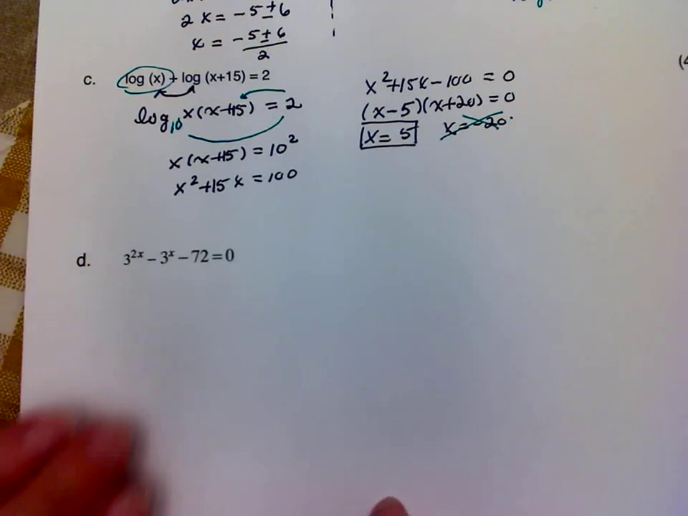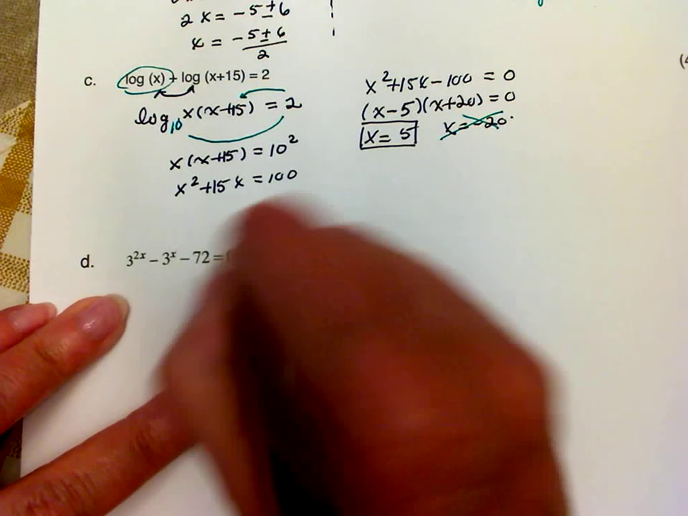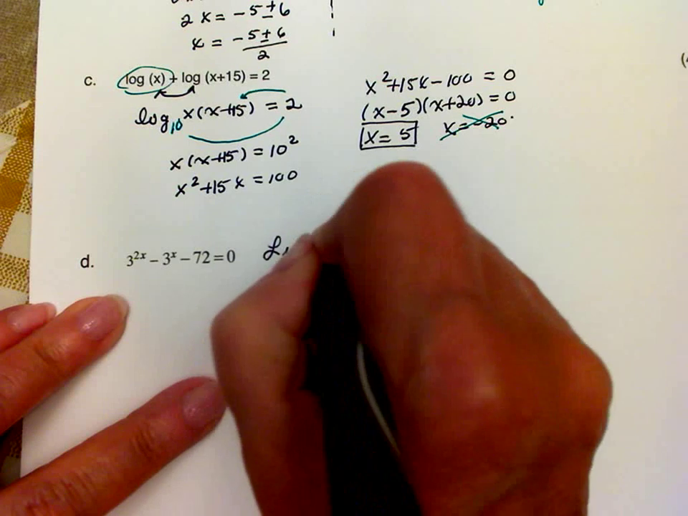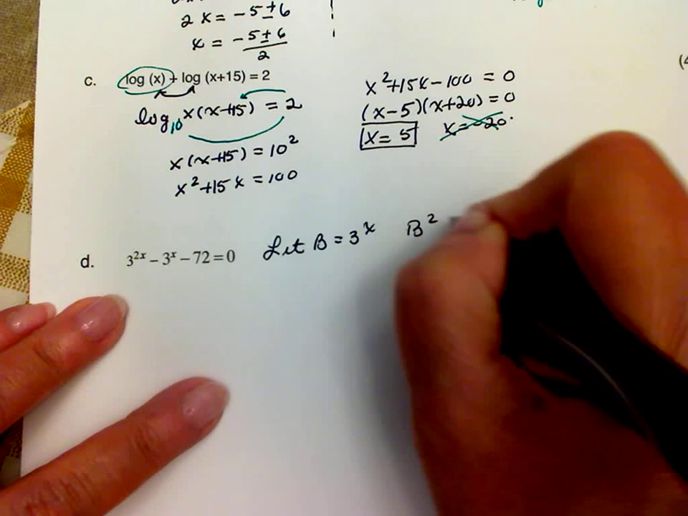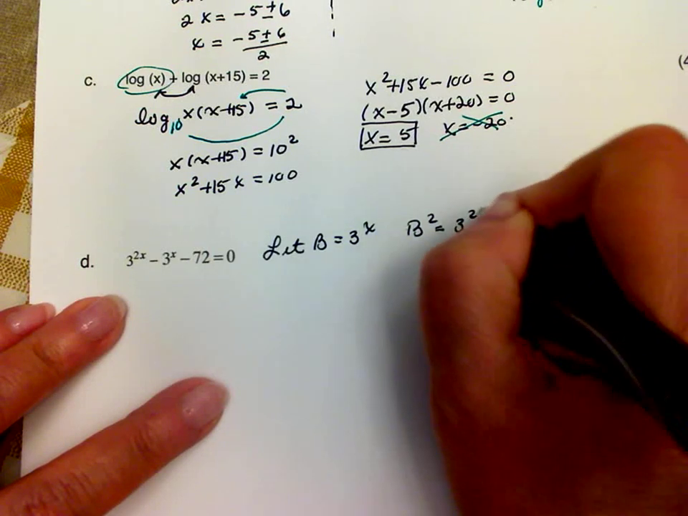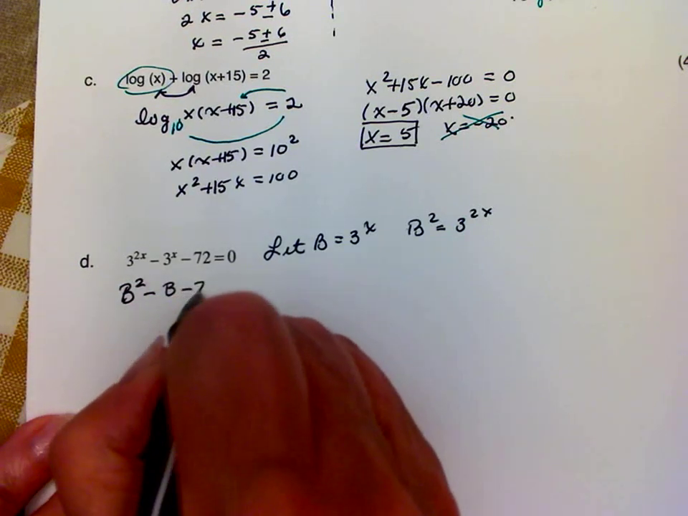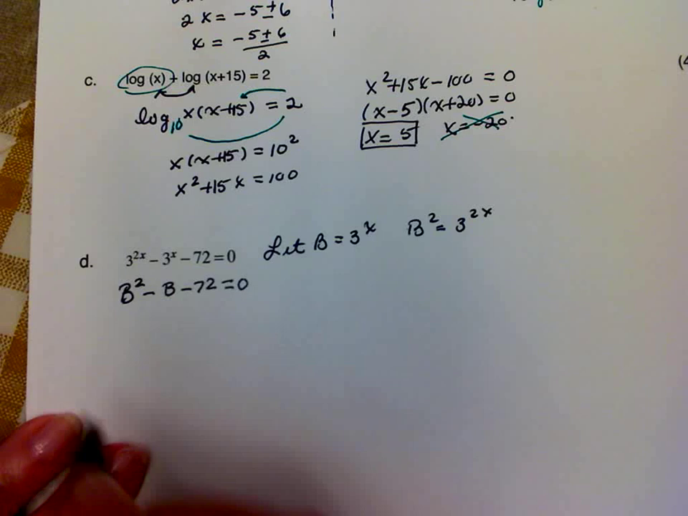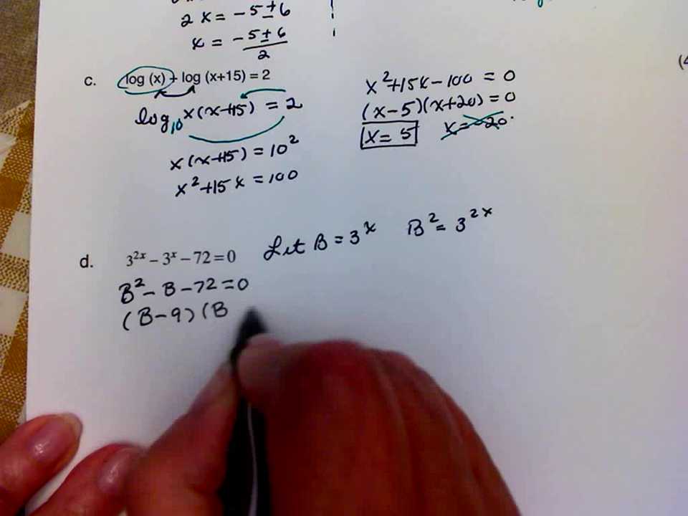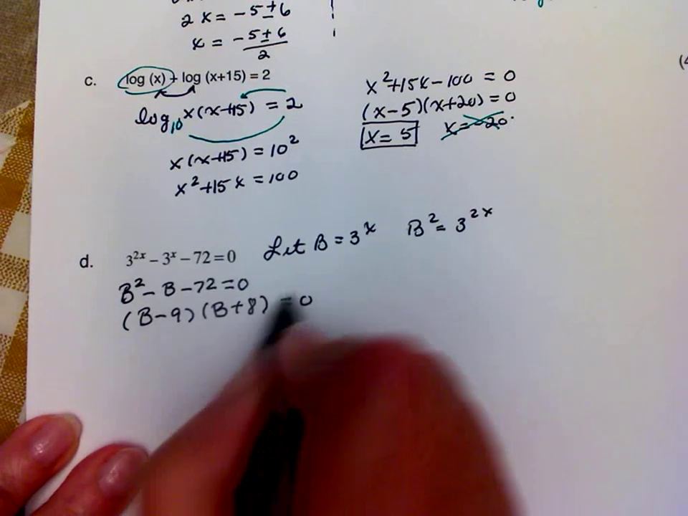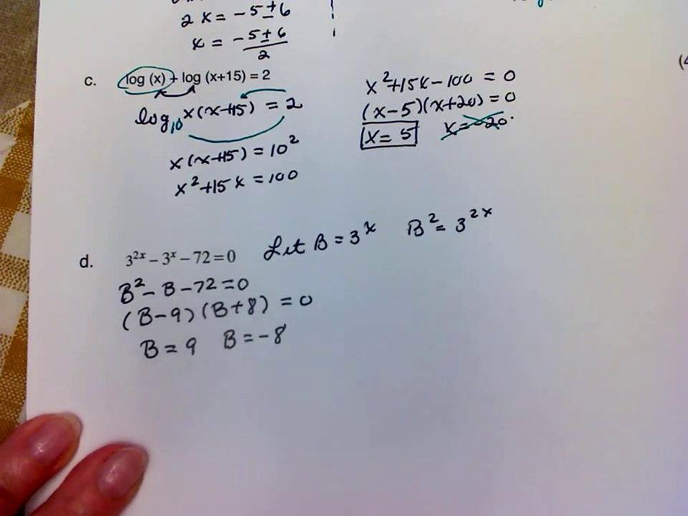Now, there's a couple ways of doing this. Personally, I do it by substitution. So I'm going to let b be equal to 3 to the x, so that b squared is 3 to the 2x. So this turns into b squared minus b minus 72 equals 0. This factors into (b minus 9)(b plus 8) equals 0, so that b is 9, b is negative 8.